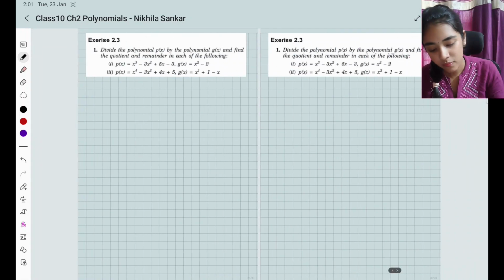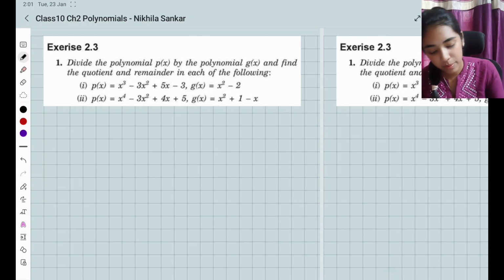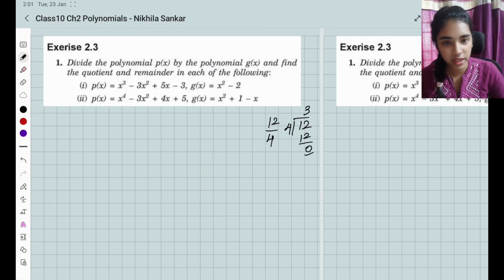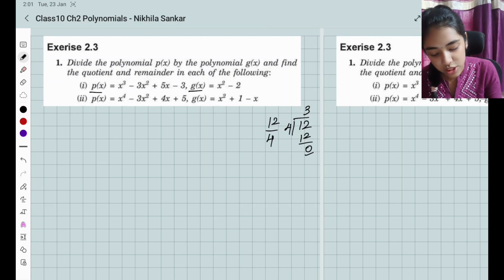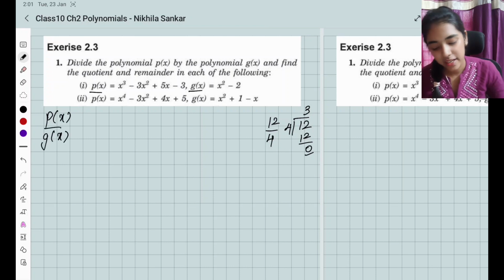Okay. So moving on to the next topic, you are going to divide a polynomial. இப்போ நம்ம நார்மலா 12 divided by 4 னா என்ன? We'll do 12 divided by 4. 4 3s are 12, 0. இந்த மாதிரி divide பண்ணுவோம். How do you divide a polynomial? You have to know this because it's very very important. இப்போ p of x கொடுத்திருக்கு, g of x கொடுத்திருக்கு. So we are going to basically divide p of x divided by g of x.